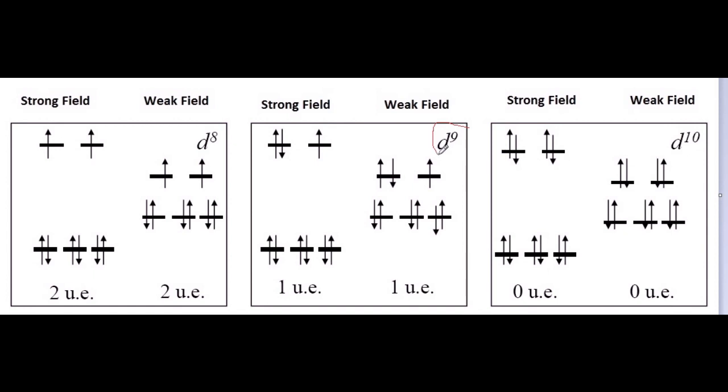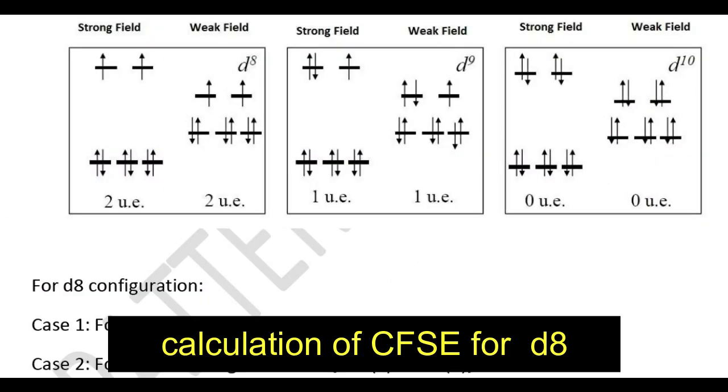Let's take an example, d9. So see, we have 9 electrons, 6 electrons at the t2g state, 3 electrons at the eg state. So if we apply the formula, we'll have the same value of CFSE. So particularly, I have mentioned that d1 to d10, excluding d4, d5, d6, d7, we have this.